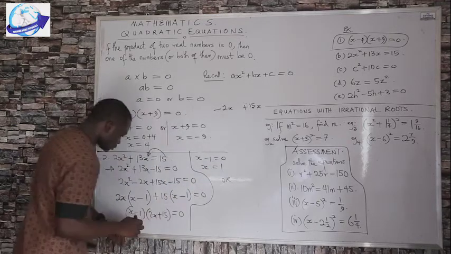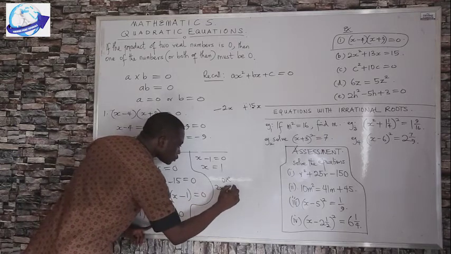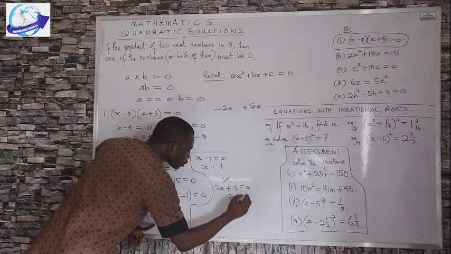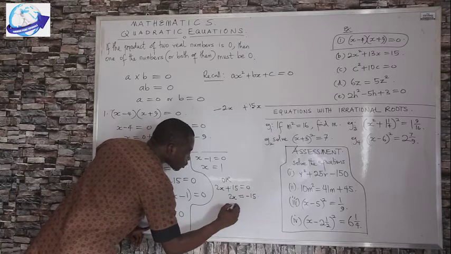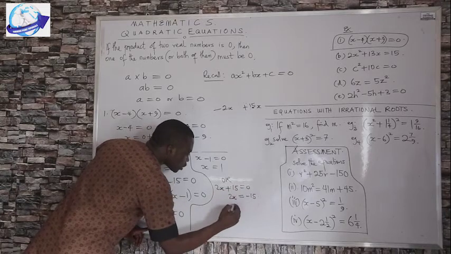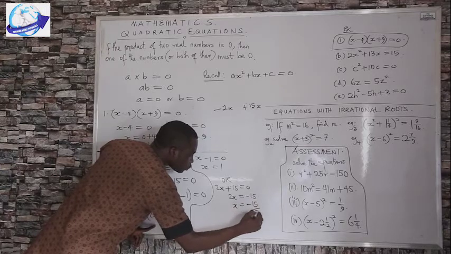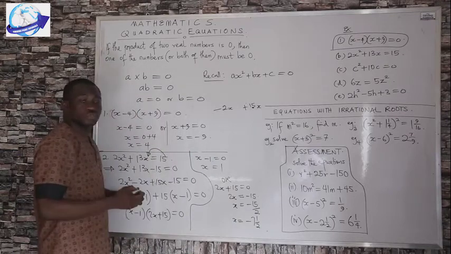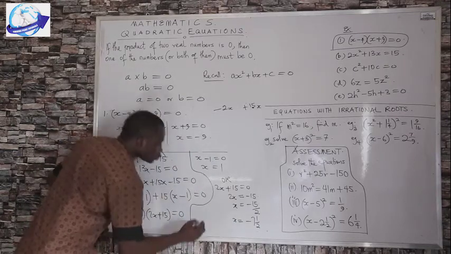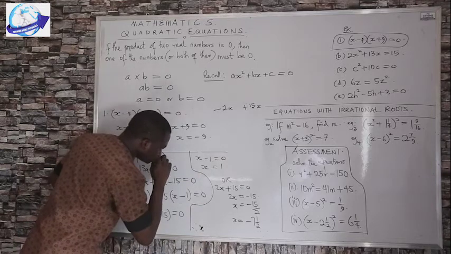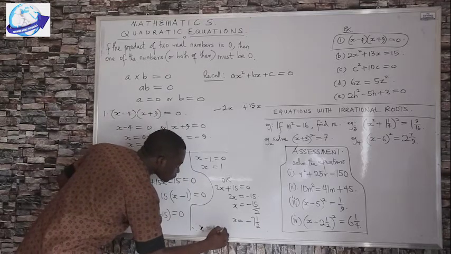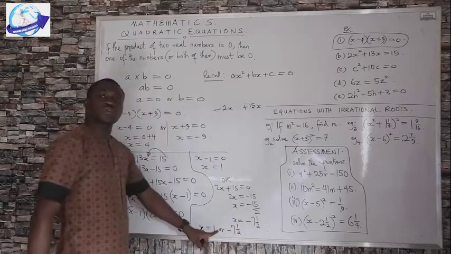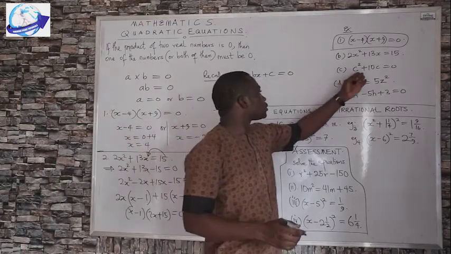Or you can say that 2x plus 15 is 0. Then 2x is equal to minus 15. So when you cross plus 15 to the right hand side, you get minus 15. So x is equal to minus 15 over 2. So x is minus 7 and 1 over 2. So you can see the two values of x. Therefore, in conclusion, you say that x equals 1 or minus 7 and 1 over 2. This solves the question quickly. Then look at this example.